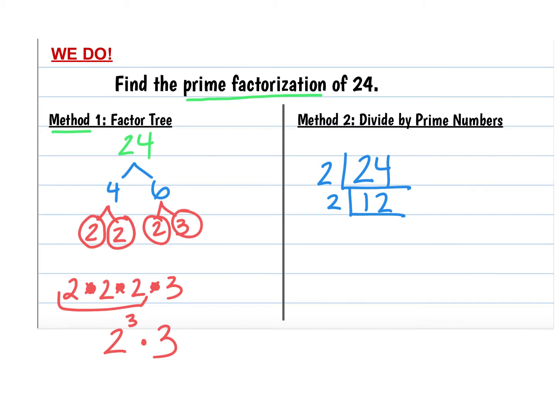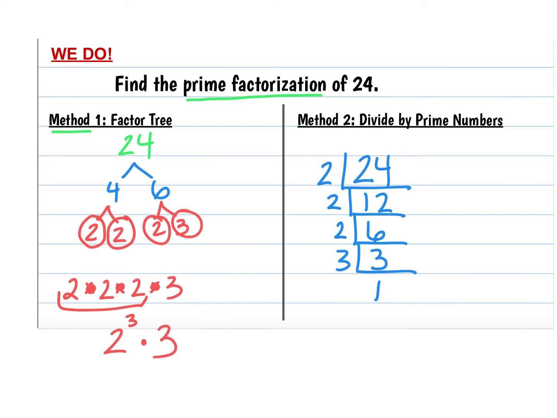12 is divisible by 2. You get a remainder of 6. 6 is still divisible by 2. Remainder of 3. A lot of times we want to stop here, but 3 is divisible by 3. So we want to end when we have 1, and we can't divide that anymore by primes.